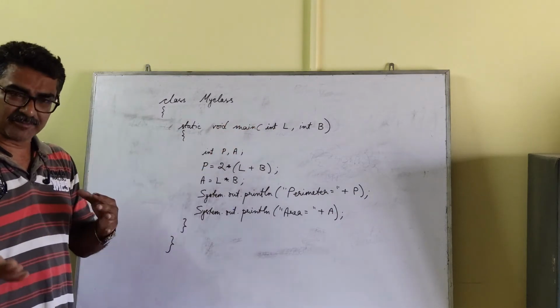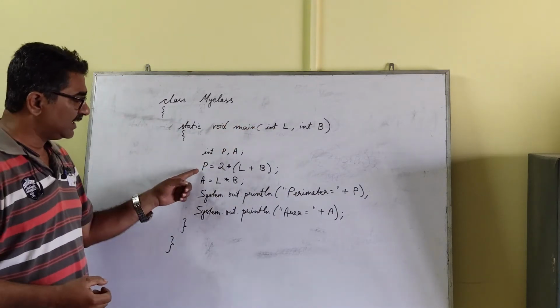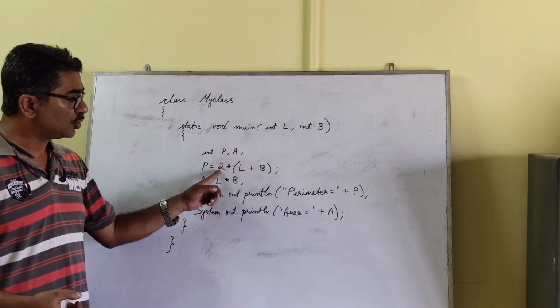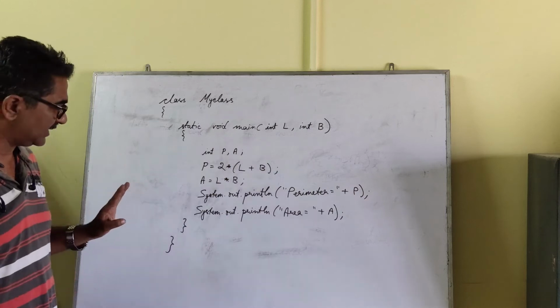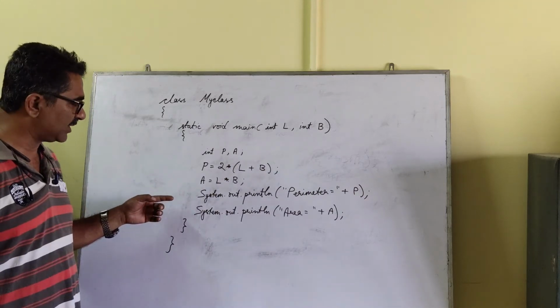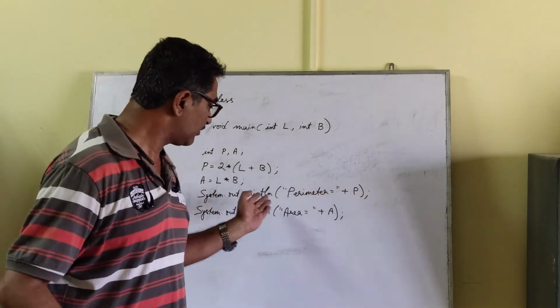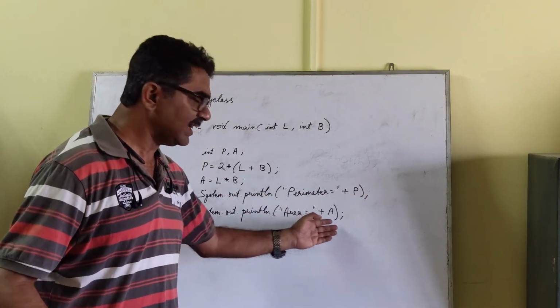Now once the length and breadth is accepted, it goes on to find the perimeter. Perimeter is equal to 2 into length plus breadth. So that's the usual mathematical formula. Area is length into breadth, and ultimately we display the perimeter and the area.